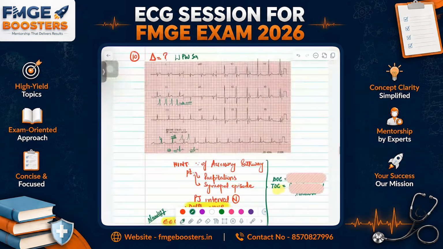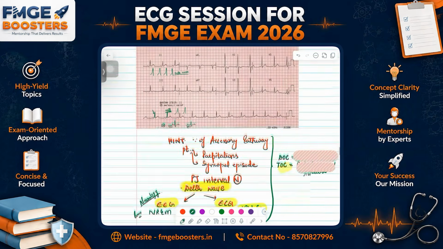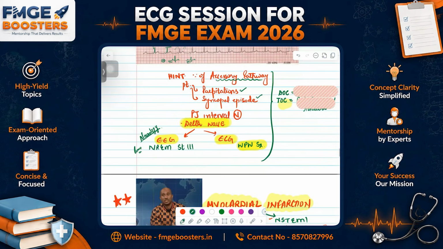Whenever we see delta wave, we always first of all think about WPW syndrome only. And what is the reason of it? It is because of accessory pathway, and the patient will have palpitations, syncopal episode. ठीक है? Now delta wave के बारे में a quick difference, guys. We have delta waves, but one is seen on ECG and one is seen on EEGs.